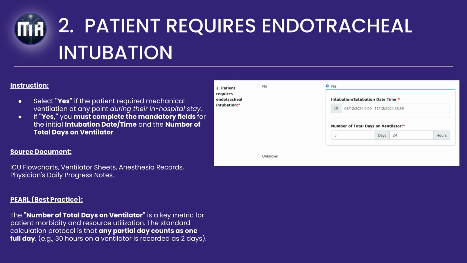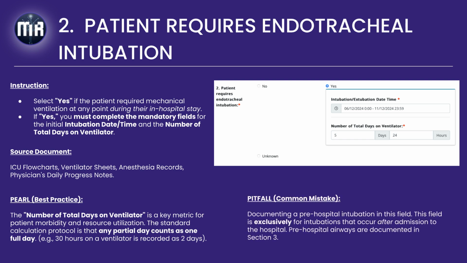The standard protocol for calculation, which you must follow for consistency, is that any partial day on a ventilator counts as one full day. For example, a patient who was ventilated for 30 hours would be recorded as 2 days. The most critical pitfall to avoid is documenting a pre-hospital intubation in this field. If the patient arrived at the hospital already intubated, that information is documented in Section 3, out of hospital care. This field is exclusively for intubations that occur after the patient has been admitted to the hospital.